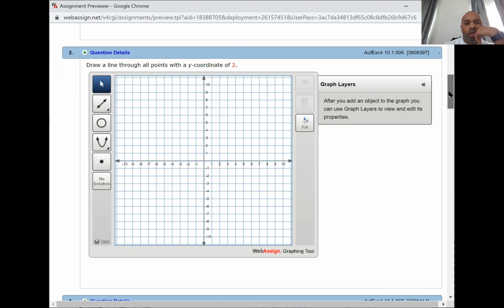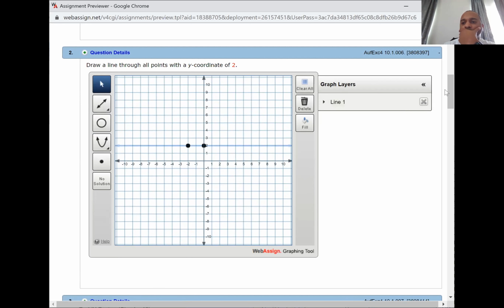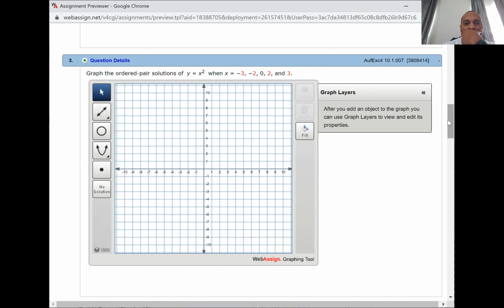All right, draw a line, y coordinates of 2. So this one will be a horizontal line at 2. Just any 2 points that will create that horizontal line. Let's see if anything else.